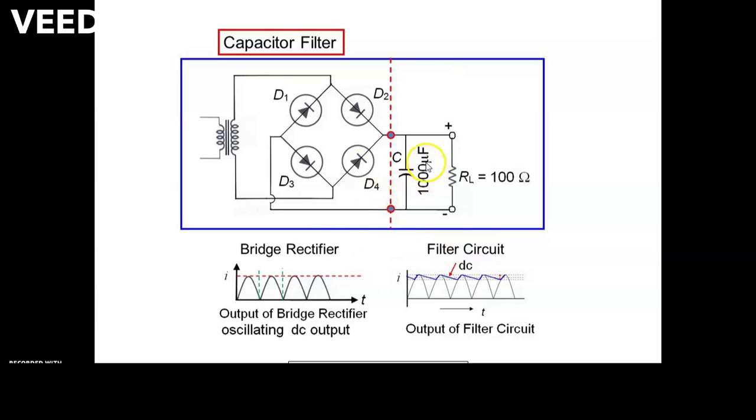That's why we are using a capacitor filter here. Now we must keep in mind that a capacitor is always connected in parallel with the load. Here we can see this capacitor connected in parallel with the load. If you use an inductor filter, the inductor connects in series with the load. Now let us see how this capacitor filter works.